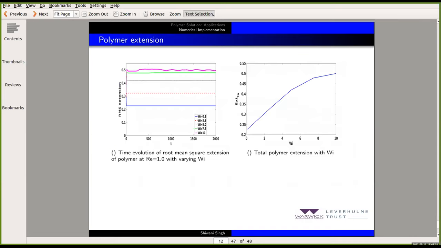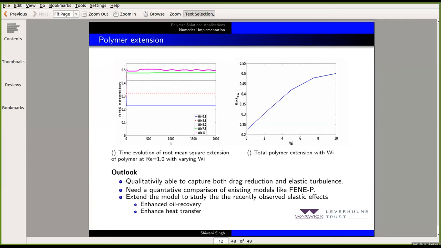So to study it further, we have plotted the root mean extension of the polymer with time, and we see that at a lower Weissenberg number, as the Weissenberg number increases, which corresponds to the elasticity of the polymer, the mean extension saturates, but it is increasing. And at higher Weissenberg number, with the appearance of the wave function, the extension also shows a wavy structure. We plotted the time average extension against the Weissenberg number, and we see that only if the polymeric extension reaches double the value of its mean extension is it sufficient to see the elastic turbulence.